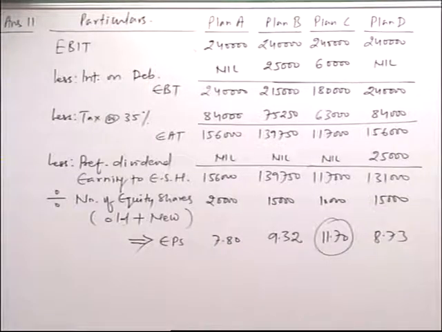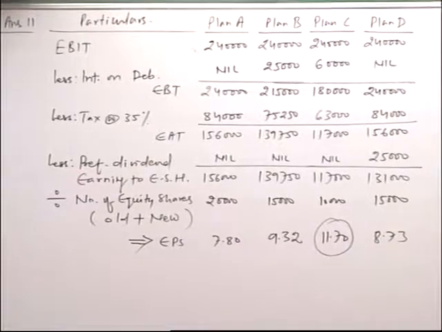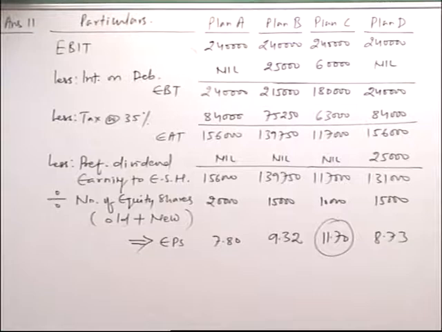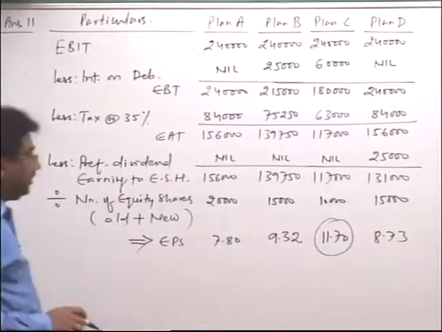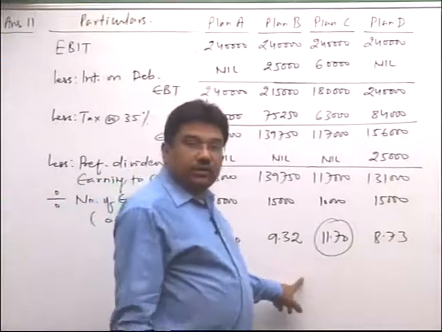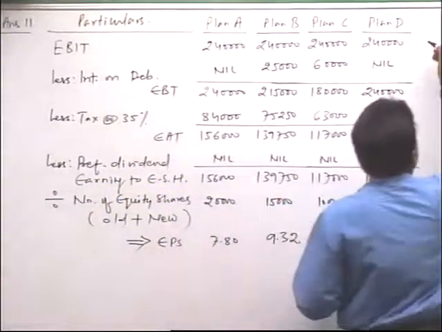Now see the question. The question is which financing plan the firm should select. So the answer will be the firm should select financing plan C because it gives maximum EPS of rupees 11.70. So please write down the conclusion or decision.